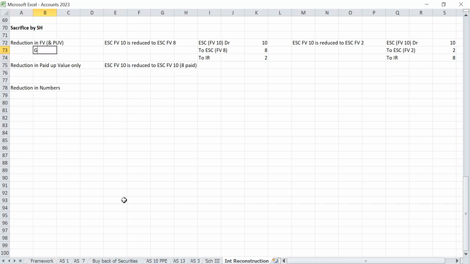The general assumption is this: unless otherwise given, we will assume reduction in face value as well as paid up value. Only if specifically given will it be a reduction in paid up value.